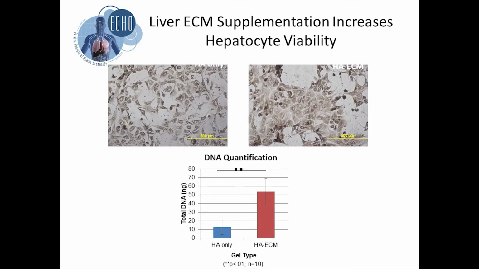Here's some viability data and some morphology. This is 7-day primary hepatocyte culture. On the right, you can see we've got the cells on a hydrogel containing extracellular matrix, and we get good preservation of viability and morphology.